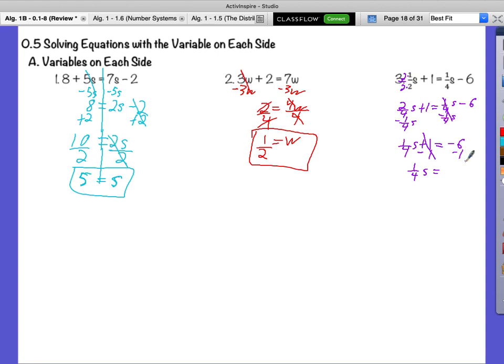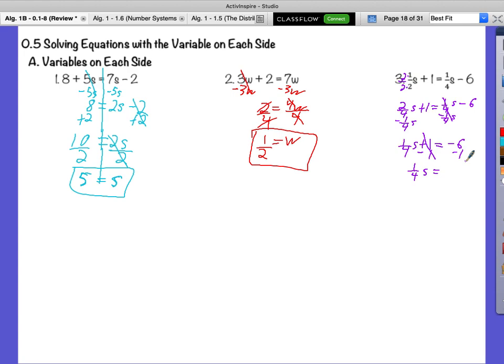Negative 6 minus 1. Could you re-explain that? Okay, thank you for asking. So we just got all of our variables together, right? So our next step is to get all of our numbers together. So we're going to subtract the 1, to move the 1 away from the s and to the negative 6. Okay, now we get all of our numbers together.